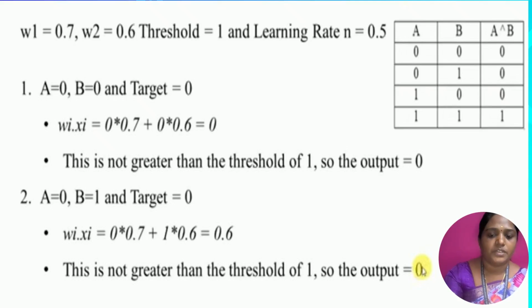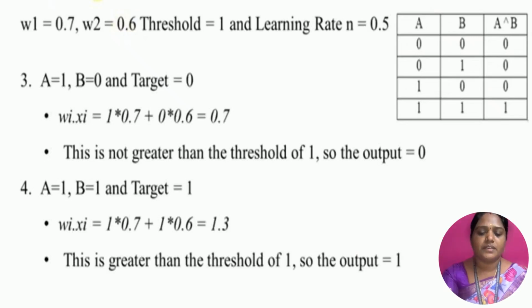Next you again do the second row, taking input values 0 and 1, and the targeted output is 0. Then it is applied in the formula Wi into Xi, weight values and input values multiplied and summed up, producing the output value 0.6. This is not greater than the threshold of 1, so the output is 0.